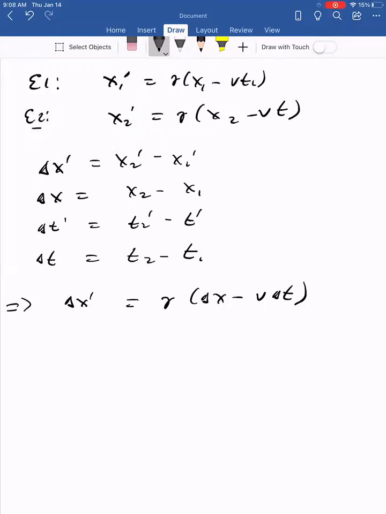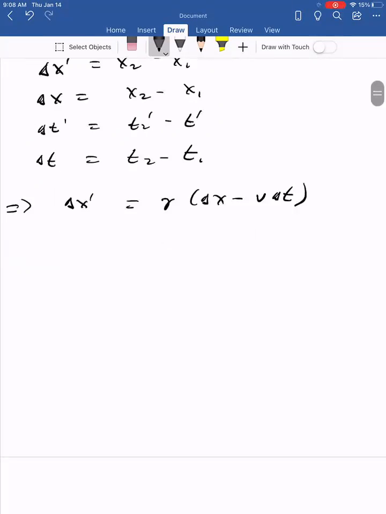So if you have a pair of events, event 1, event 2, it is convenient to use Lorentz transformations in this difference form. And when you do that, you don't have to worry about synchronizing clocks at the origin when the origins pass each other. You just have a pair of events, event 1, event 2, and you can apply Lorentz transformation in delta form to that scenario, right?